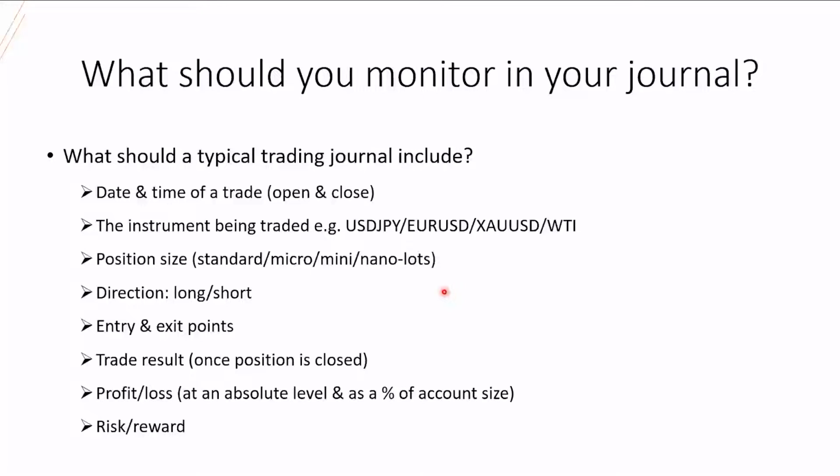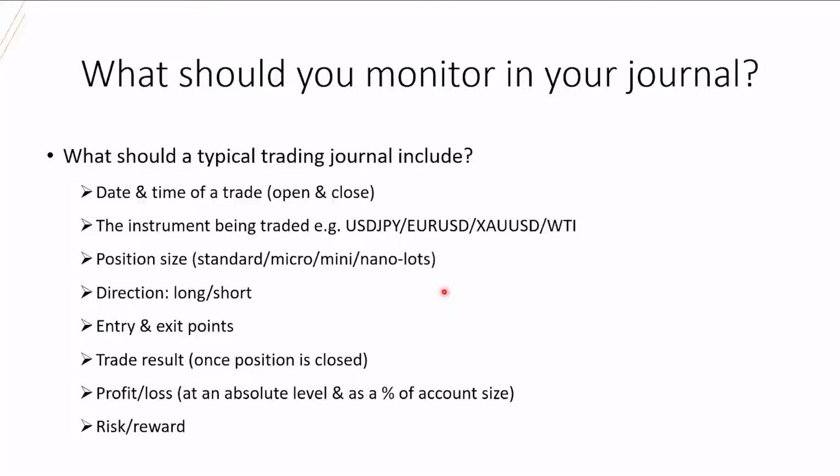And then, of course, you have to identify the instrument being traded. If it's a currency pair, is it the dollar yen, euro, cable? If it's a commodity, is it gold, which is XAU/USD, or is it crude oil, which could be WTI or Brent? And also, is it an index? Could it be the S&P 500, the Nasdaq 100, the DAX, and so on and so forth.